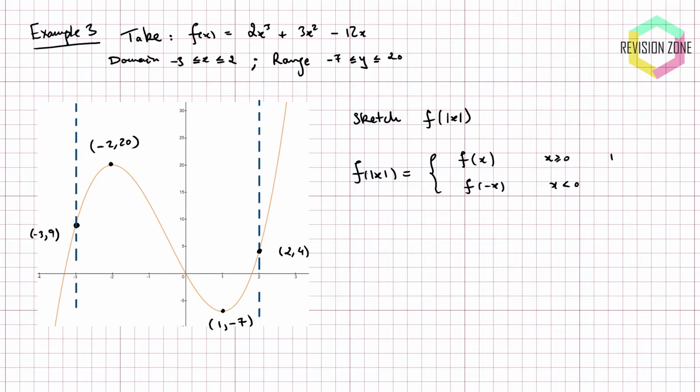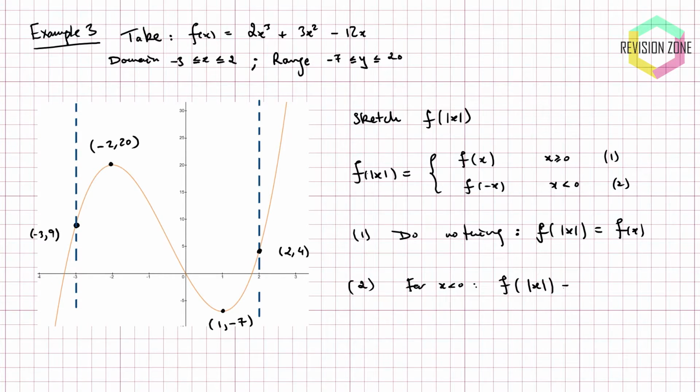So if I label the two branches 1 and 2, I know that 1 says basically do nothing, right? Because what I have is my f of modulus of x is basically the same thing as f of x. And so it's the second branch that we need to pay more attention to, and we know that for the second branch, this is for x being negative, of course. What we're going to have is my f of modulus of x is the same thing as my f of negative x, right?